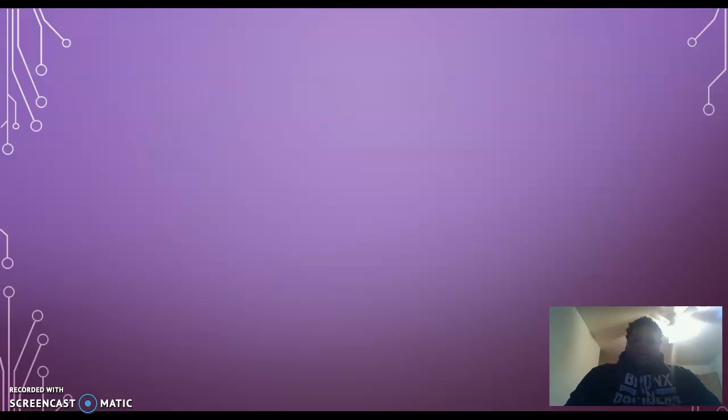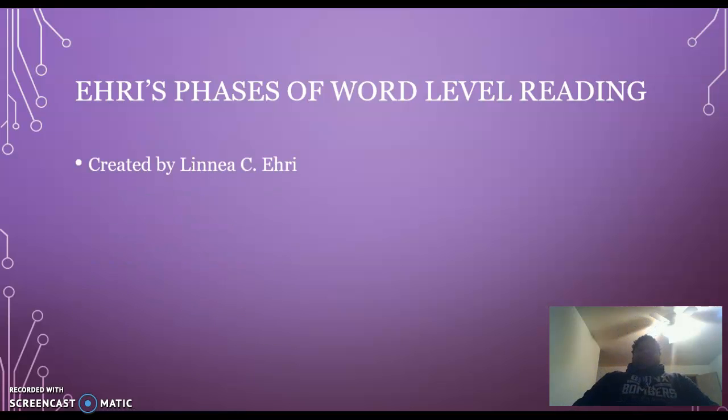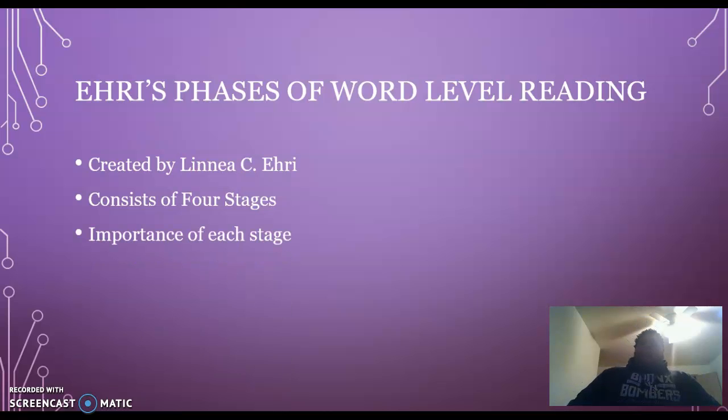So let's talk about Ehri's phases of word level reading. Ehri's phases of word level reading theoretical model of reading was developed by Linnea C. Ehri. It consists of four stages, which are pre-alphabetic, partial alphabetic, full alphabetic, and consolidated alphabetic. The pre-alphabetic stage occurs prior to any alphabetic knowledge. In other words, identification does not involve making any letter-to-sound connection.